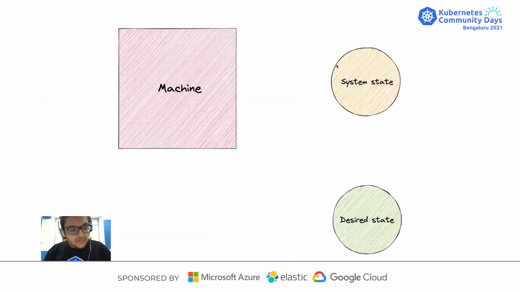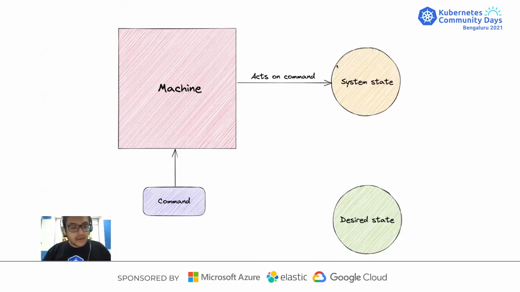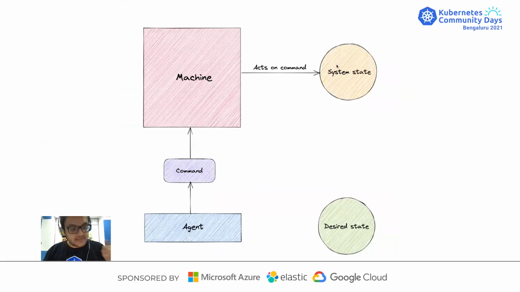Now, you also have a machine which takes a command and acts on that command and tries to change the system state. So this command can be something like increasing the temperature of the room by 2 degrees Celsius to make sure that the current temperature, which is 23, increases by some amount to get to where you want it to be, which is 25 degrees Celsius. And who issues these commands? It's the agent. And the agent issues these commands by knowing what the desired state is.